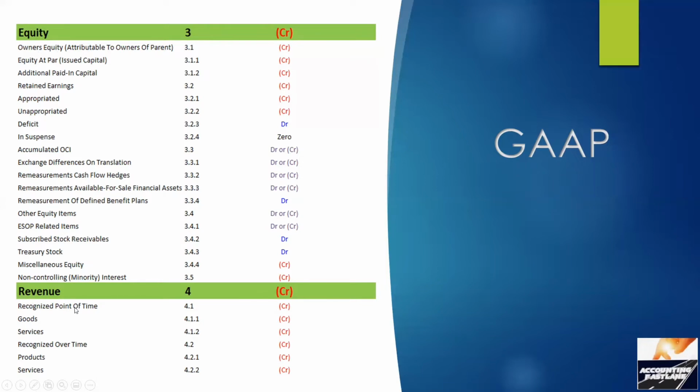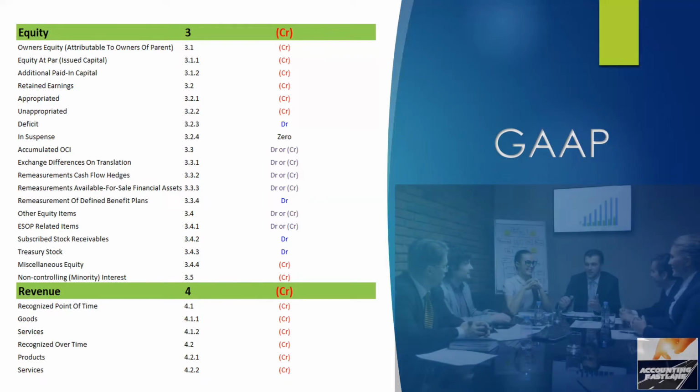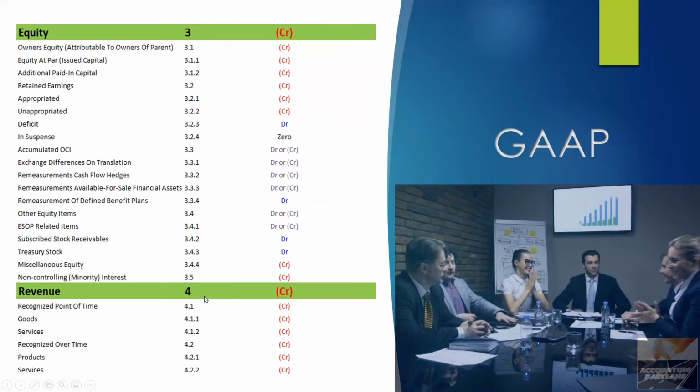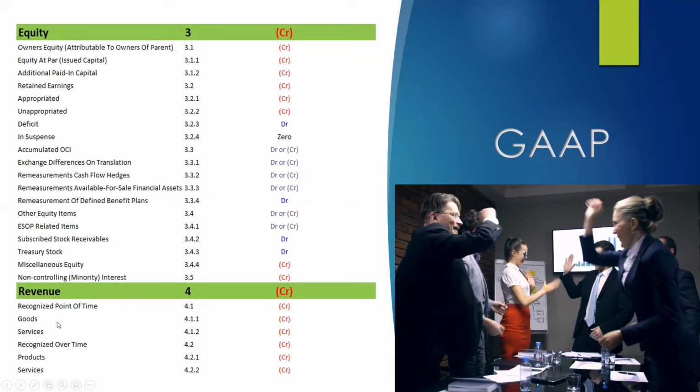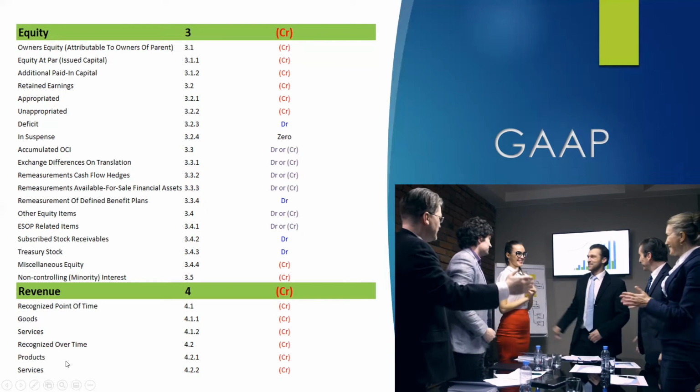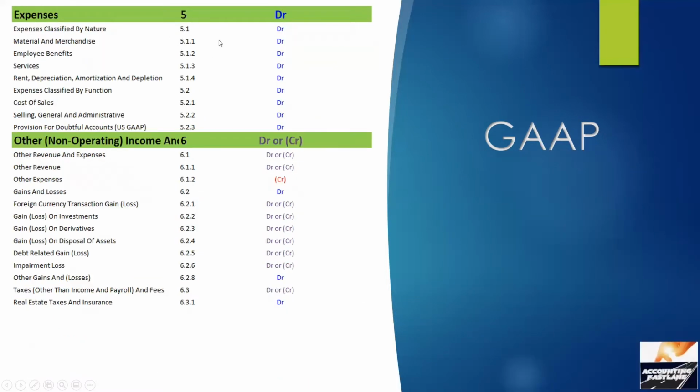The next category is revenue. All revenue accounts start with number 4. First is recognizing the point in time when the sale happened, at the time of exchange, and the most normal accounts for revenue recognition would be goods or services provided. The next category here is expense. Expenses are employee benefits, rent, depreciation, or cost of sales. All these accounts would start with number 5.